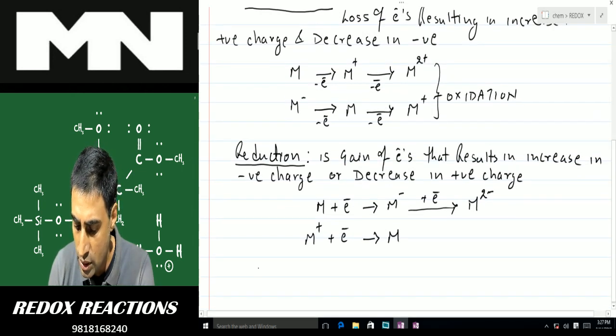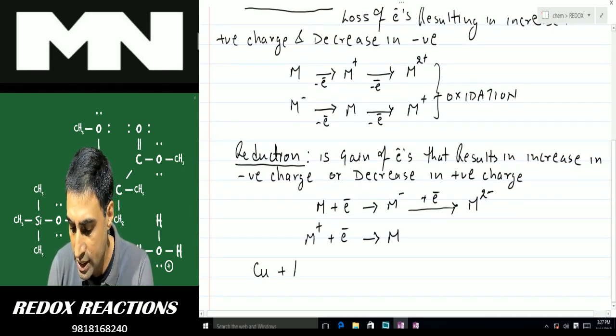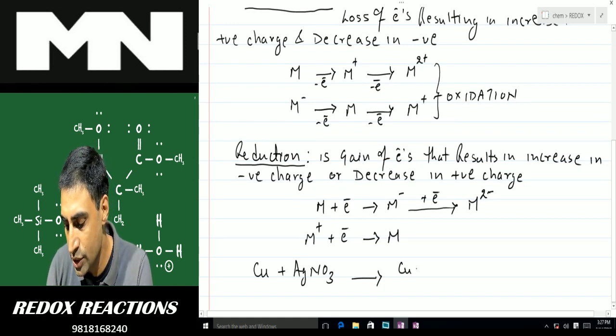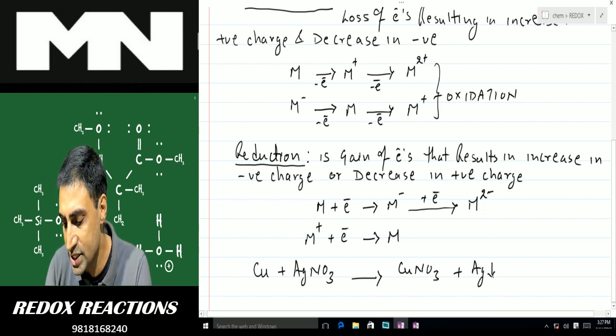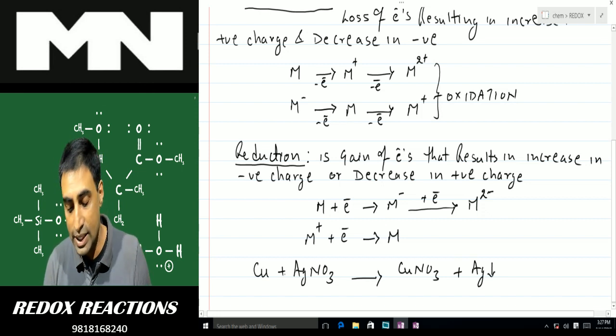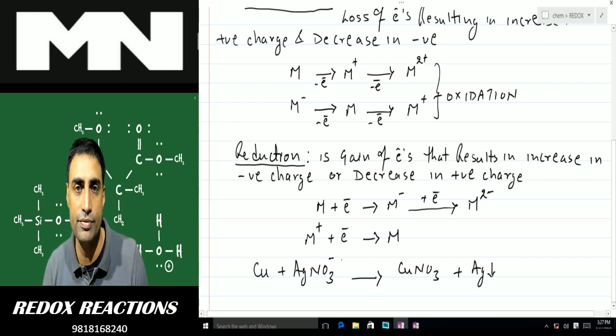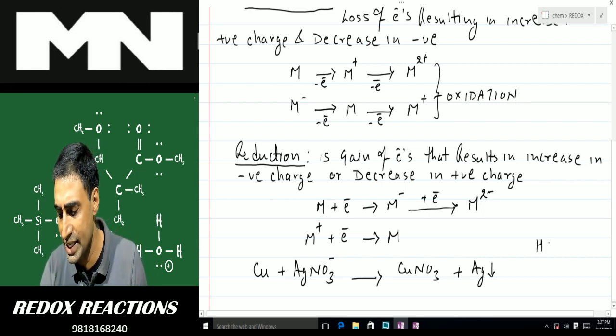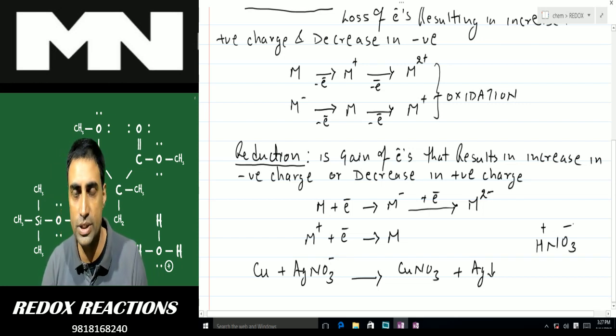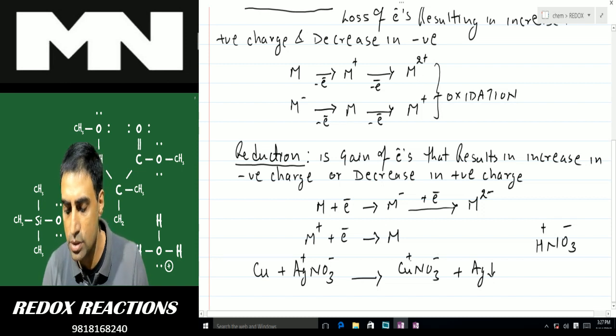Suppose I put a copper wire in AgNO3 solution. I will get CuNO3 plus Ag. So it will displace silver. If you have a look at the reactant side, see NO3 is always single negative. Nitrate ion is single negative. You can recall it by considering HNO3. In HNO3, H is positive, so NO3 is negative. NO3 is always single negative. If NO3 is negative, Ag is positive. Here NO3 is negative, so copper is positive.